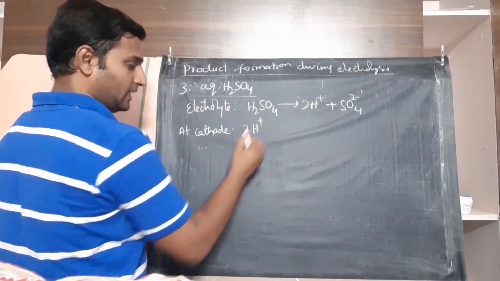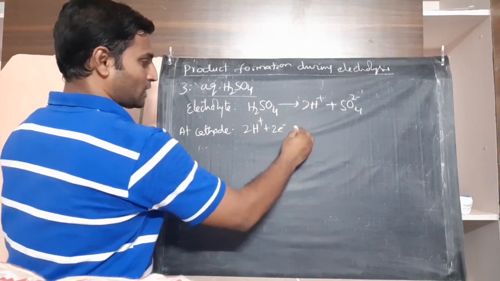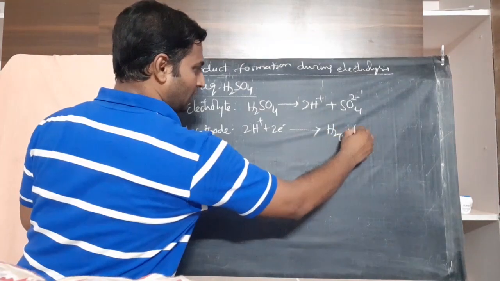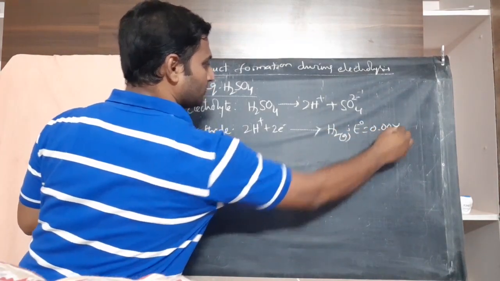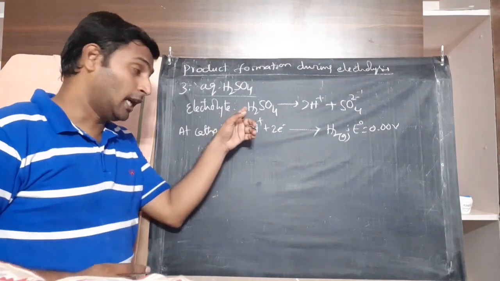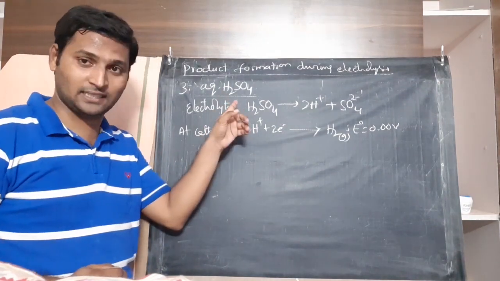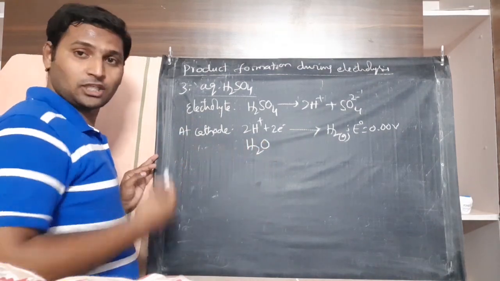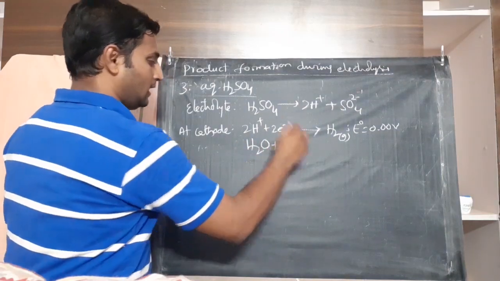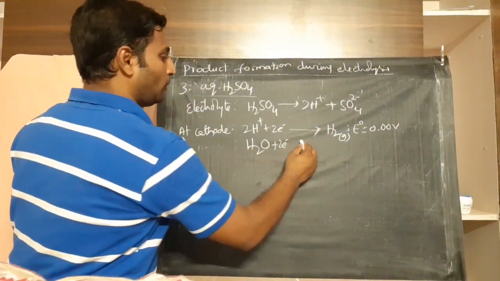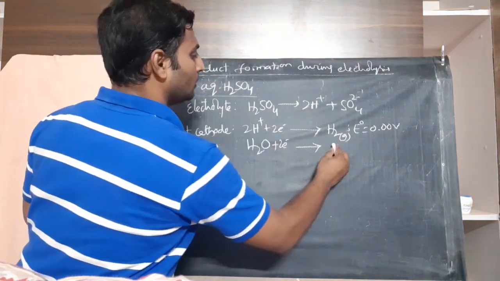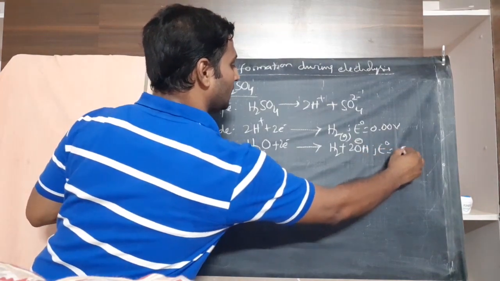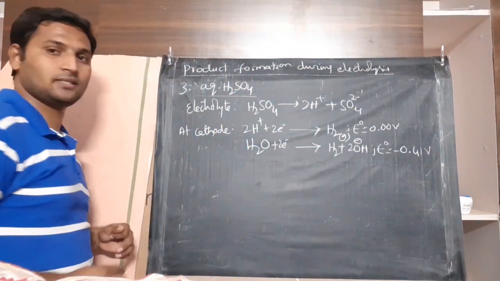cation 2H plus would have migrated. It can gain 2 electrons and try to liberate H2 gas, for which you know very well the electrode potential is 0 volts. But please understand, not only H plus ions from the sulfuric acid, but also water molecules present in the aqueous solution are trying to undergo reduction here. And just now we understood the reduction process of water. H2O plus 2 electrons gives rise to H2 plus 2OH minus, for which electrode potential is minus 0.41 volts.